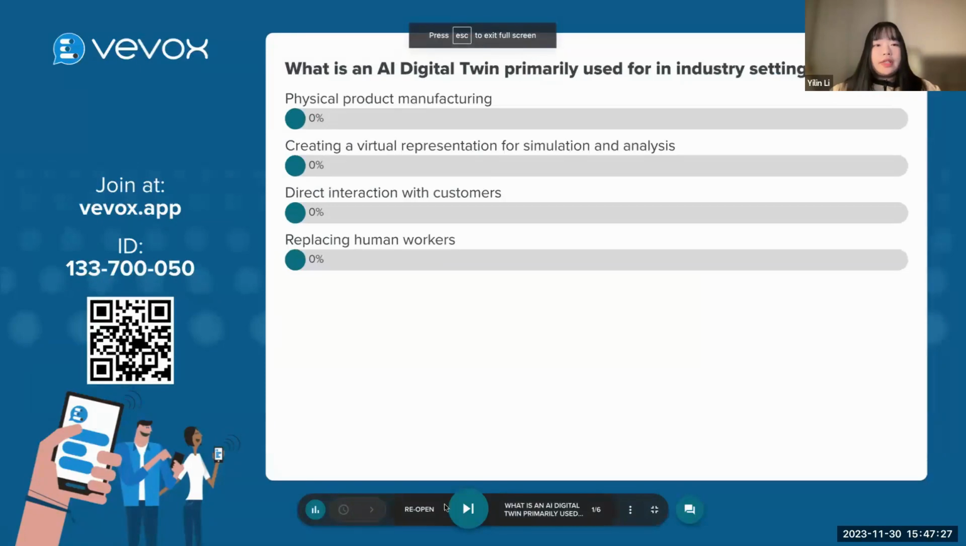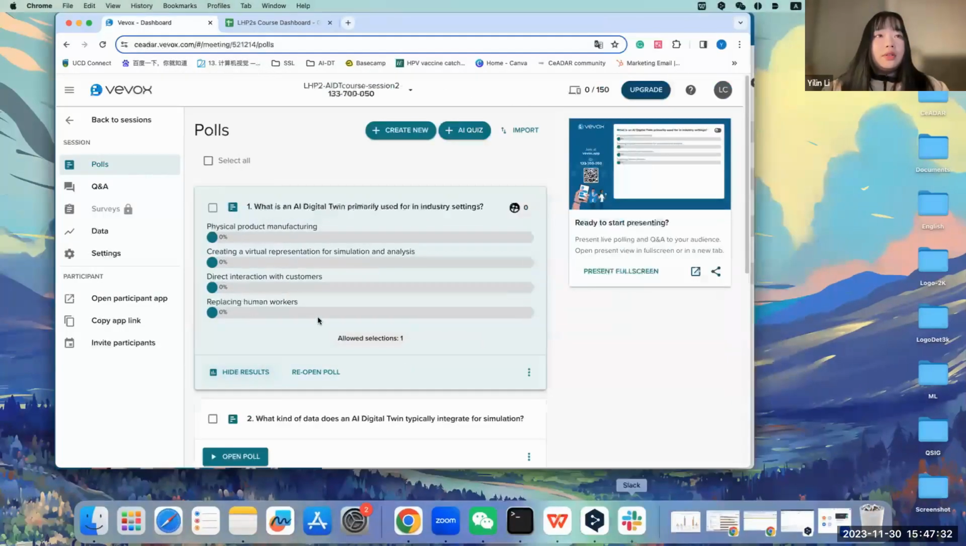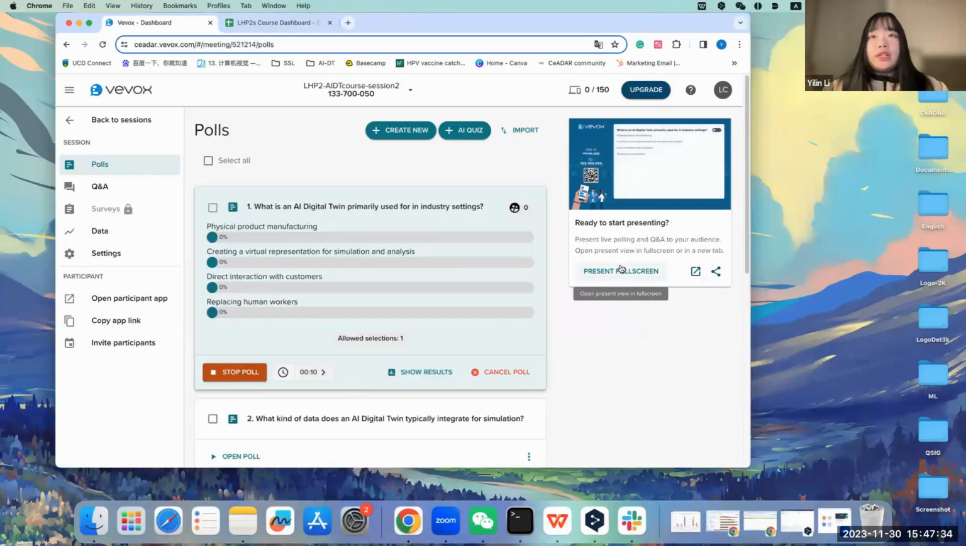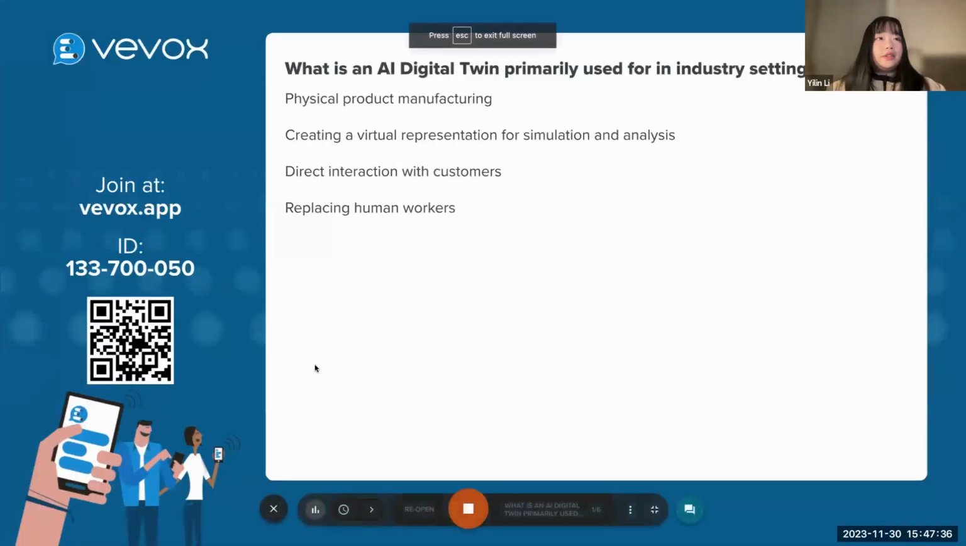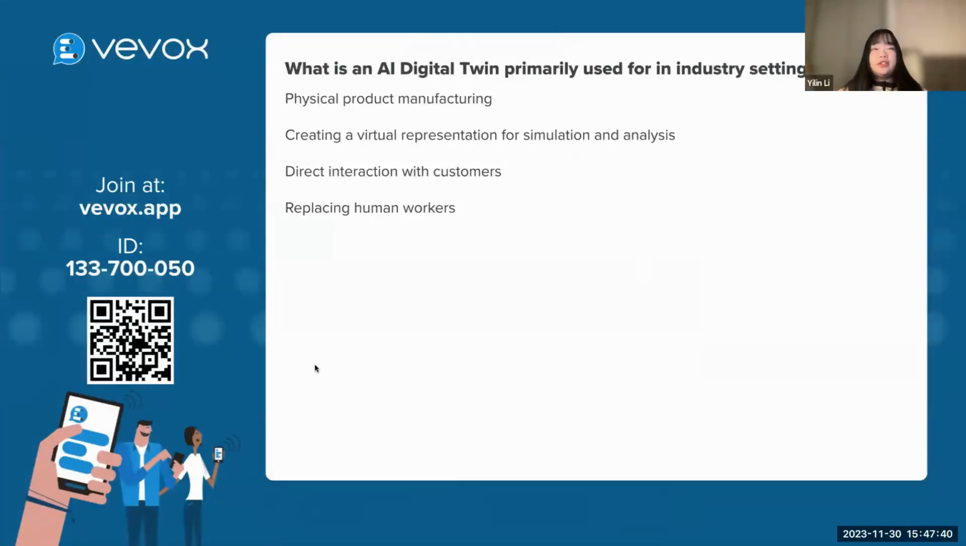I prepared 6 quiz questions, and you guys can scan the QR code and answer the question.